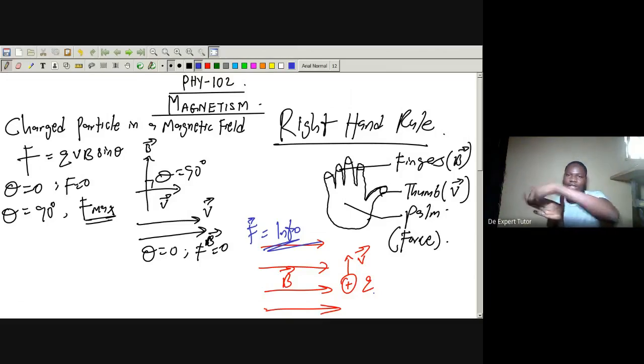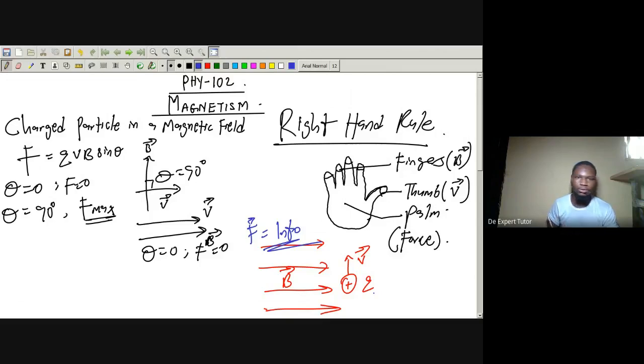This is the velocity. This is the magnetic field. And the force, your palm will show you what? The force is going into the page. If it is a negative charge, what do you say? It is coming out of the page. Out together? Yes. Exactly, it's clear. Good. Okay.